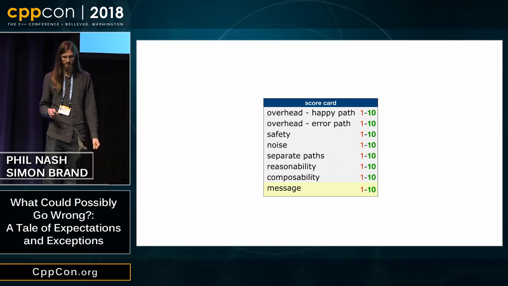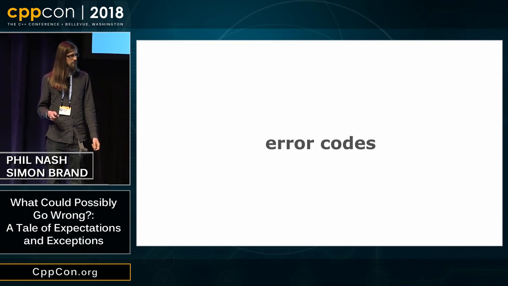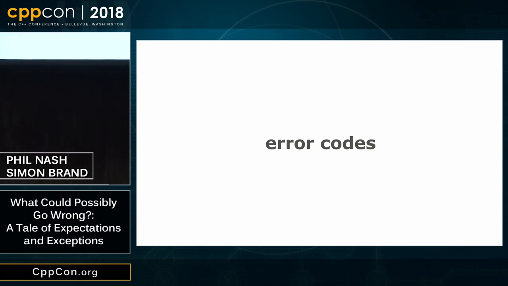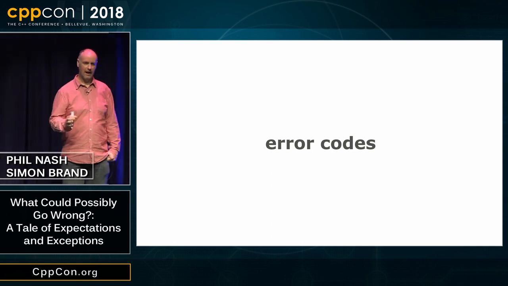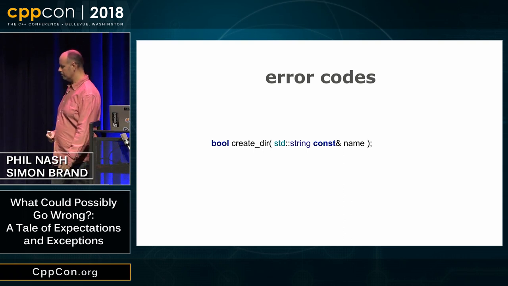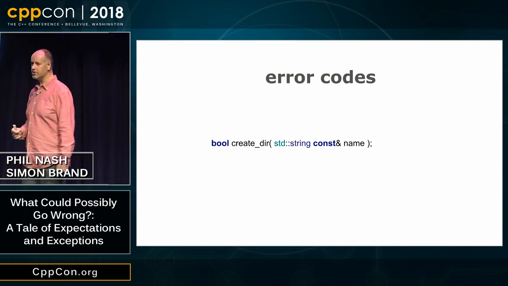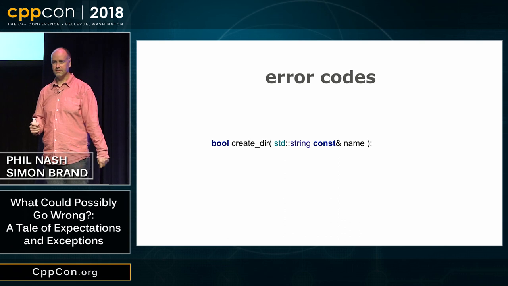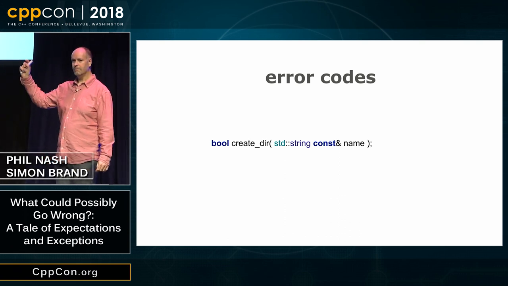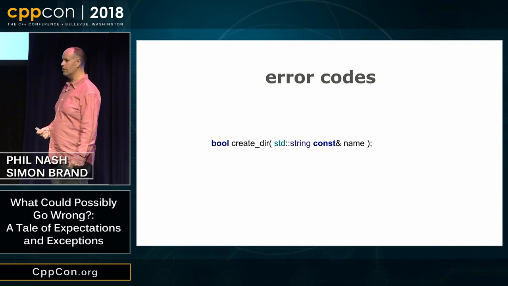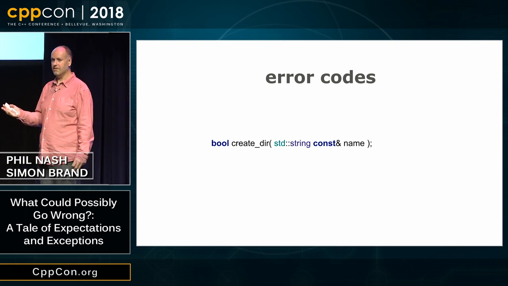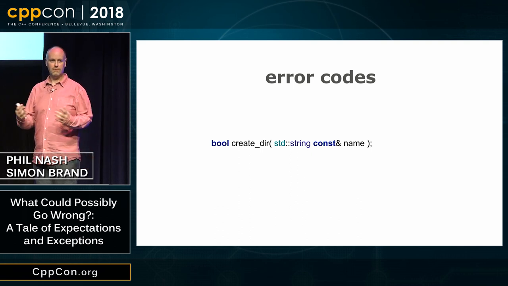All right, so we'll start with error codes. Everyone understands error codes. Just about every language can do this. And there's a few different ways we can do them, so just have a look. A simple example. So here we've got a function that will create a directory in the file system. It just takes the name of a directory, returns a Boolean. Doesn't really say what the Boolean is for, but most people, when they look at that, are going to infer that the Boolean just tells us whether it succeeded or not. Just by convention, that's what we're used to.